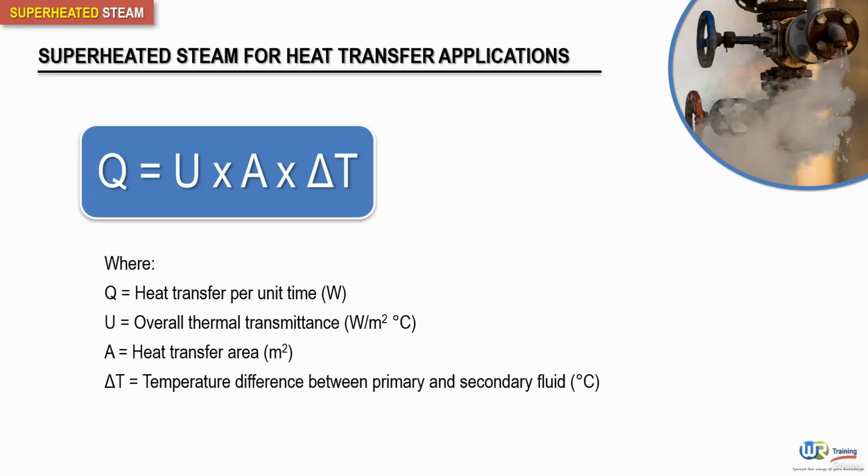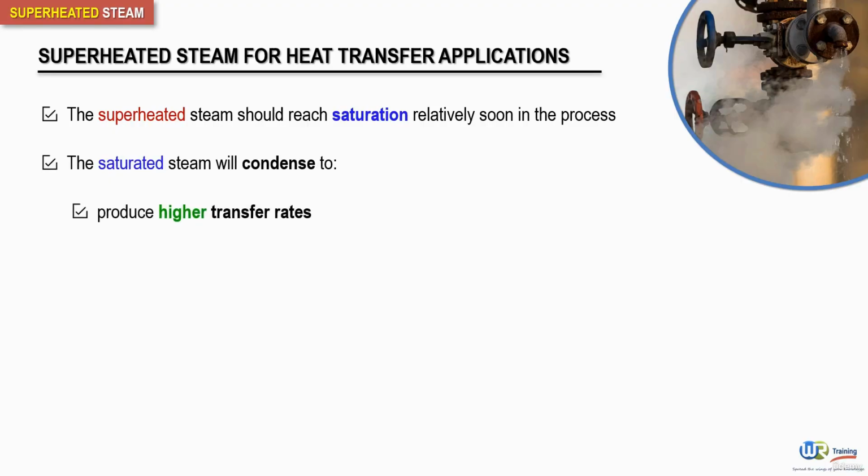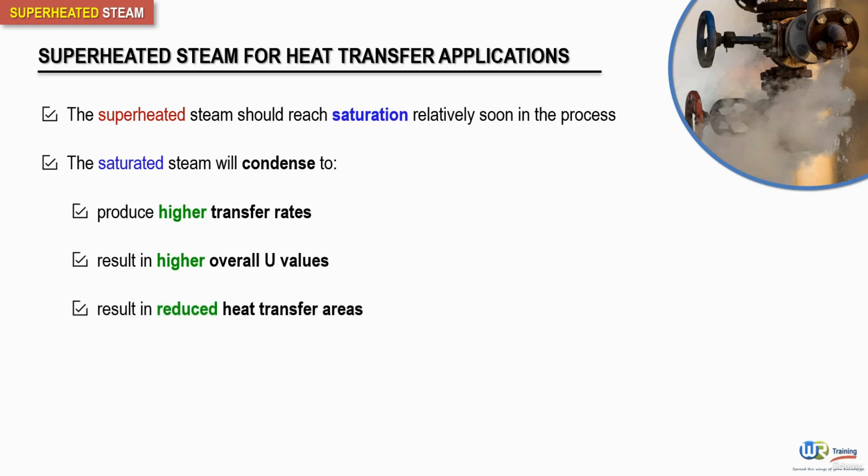Ideally, for enhanced heat transfer and optimized heat transfer areas, the superheated steam should reach saturation relatively soon in the process. This allows the steam to condense to produce higher heat transfer rates, result in higher overall U values for the whole coil, and thus reduce the heat transfer area required for the application, which will save considerable costs.